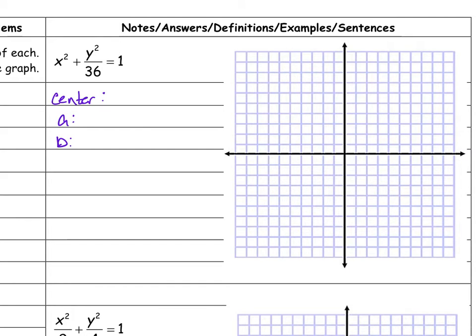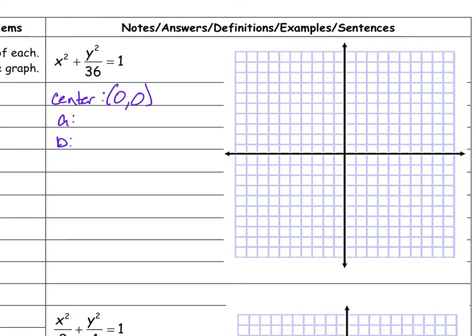So the question is, do I have any number with my X or Y? Well, the answer is no, I don't. It's just X squared and Y squared. Well, if I don't have a number, what number is that? That's my question to you guys. If there's no number there, that number would be 0. So my X is 0 and my Y is 0.